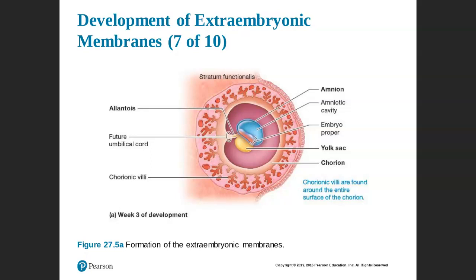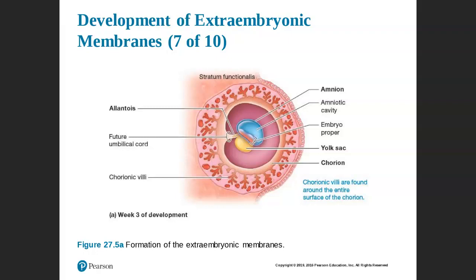Anyway, the chorionic villi, that's where you have your oxygen and nutrient exchange with the mother. The amnion, of course, is the membrane, and the amniotic cavity contains the fluid within the boundaries of the membrane. And then you have the embryo proper.